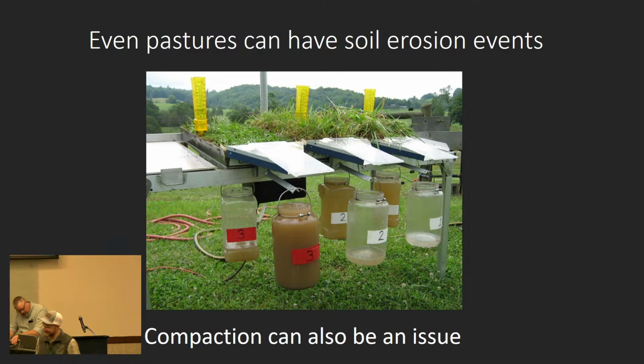And part of that is diversity, because we need the soil structure, right? We need to have soil structure. So we're going to have good infiltration. So that means we're not running off.